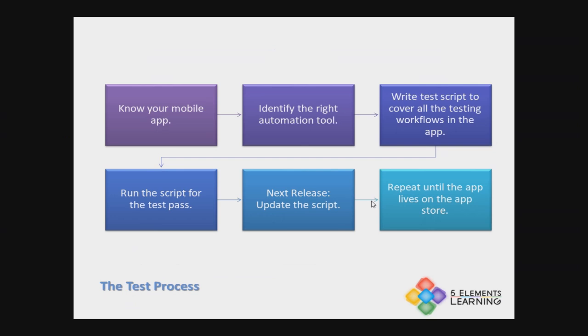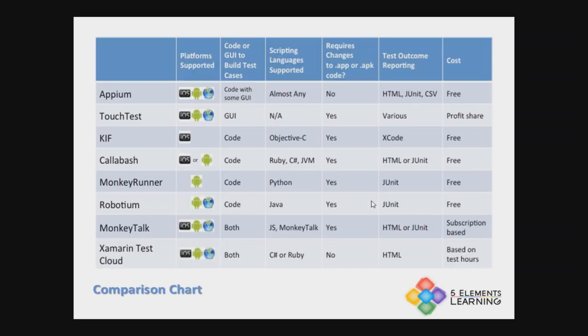Now, what is our test process like? You should know your mobile application. You should be able to identify the right tool for automation. You should be able to write the test scripts to cover all the testing workflows in the application. We should be able to run the script for a test pass. We should be able to update the script based upon our next releases, and we should be able to repeat the entire process until the application is live.